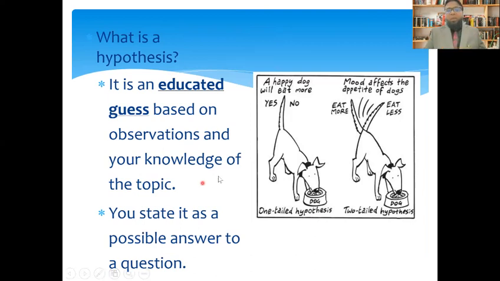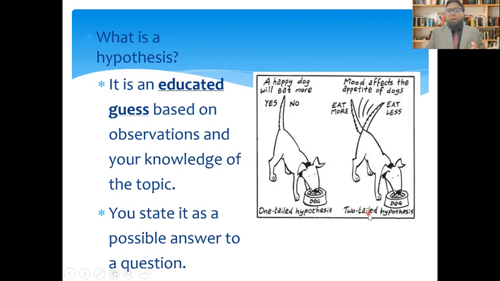For example, see here in the diagram, you can see: will a happy dog eat more, yes or no? If the dog is very hungry, of course he's going to eat more. But we can guess by observation what the condition of the dog is. Based on the condition, we can predict that the dog is going to eat more or less. Now the mode affects the appetite of the dog: it eats more or eats less.